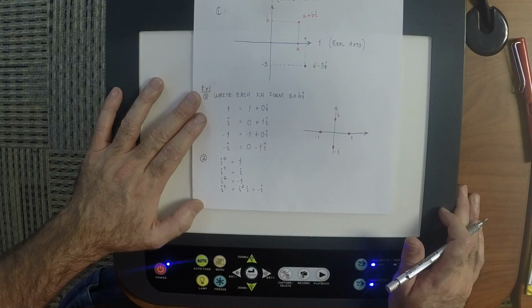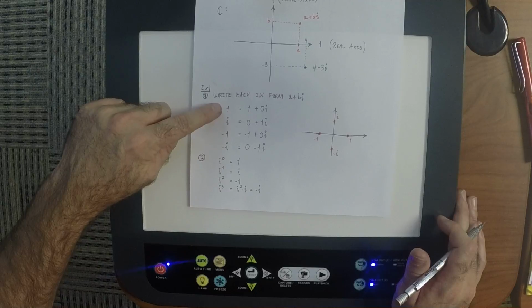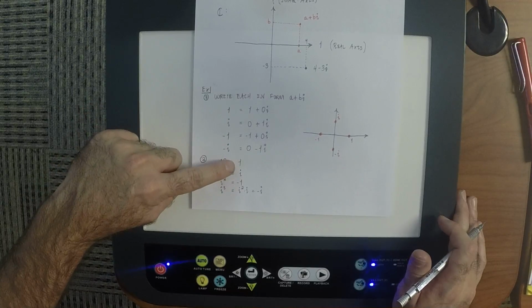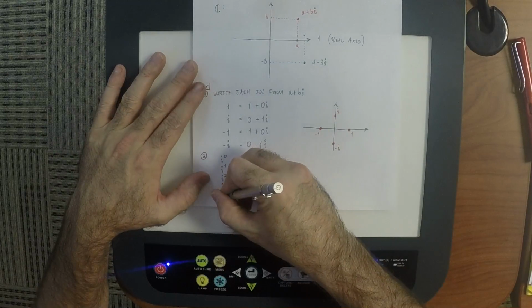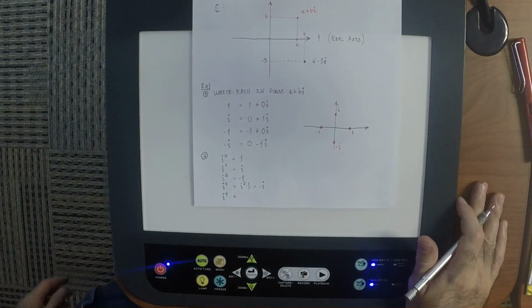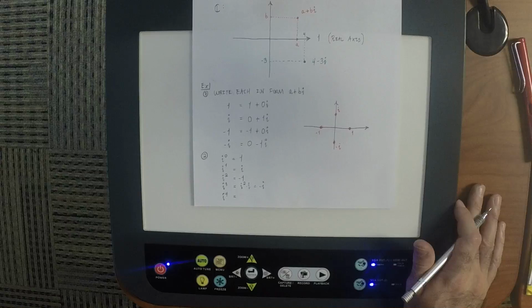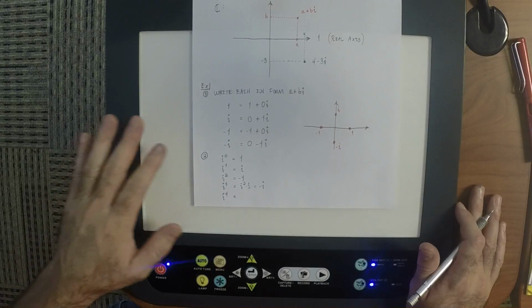So far I'd like for you to notice that 1, i, negative 1, negative i, 1, i, negative 1, negative i. So now the next question is what is i to the 4? It's going to be 1. Now, why is it going to be 1? An algebraic reason why it's going to be 1.